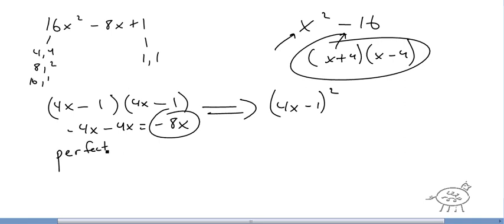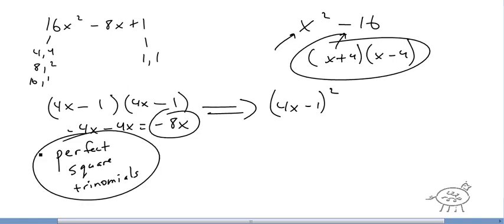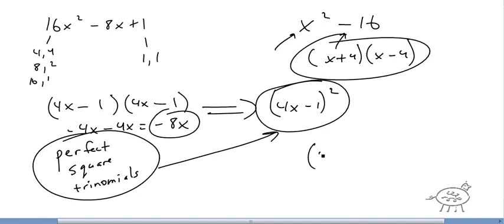perfect square trinomials. Perfect square trinomials. Because they are perfect squares, right? I can write it like that, it's a perfect square. Because really, not that you need to know this, but if I did 4x minus 1 quantity squared, and I took the square root of that, I would just get 4x minus 1. It's a perfect square. Okay?